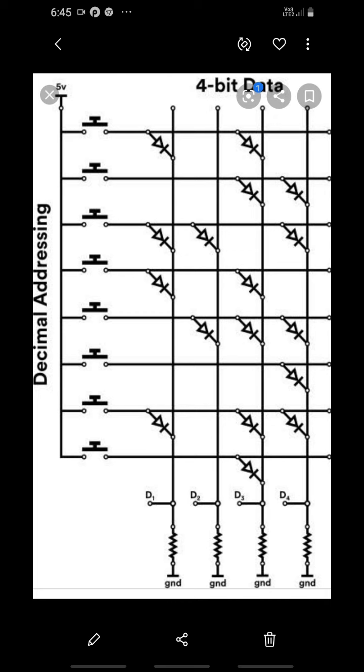And next, for the switch position 2, R2 is equal to: D1 output is connected, D2 also connected, D3 not connected, and D4 is connected. So R2 is equal to 1 1 0 1.